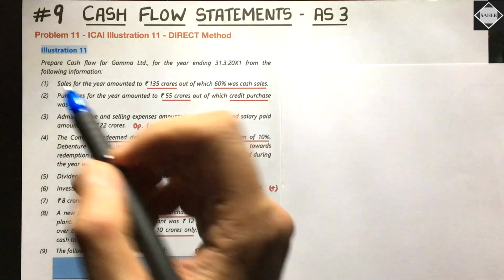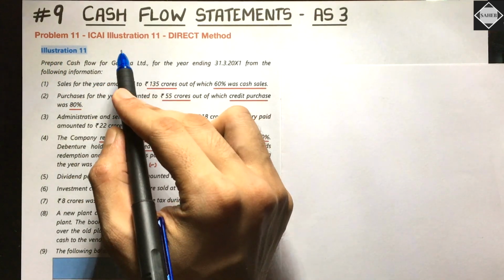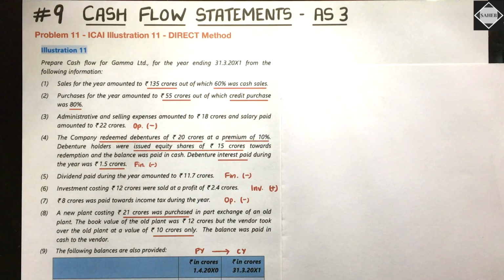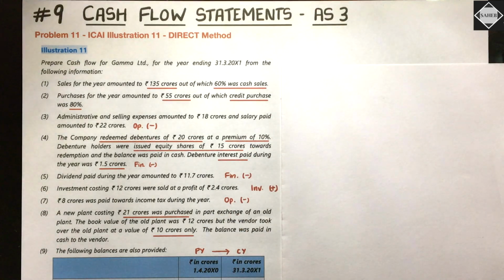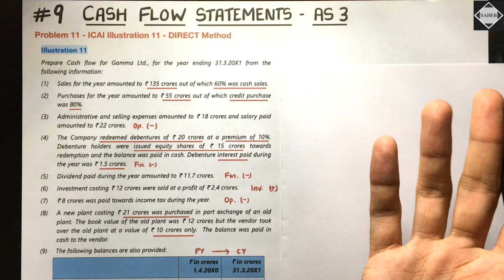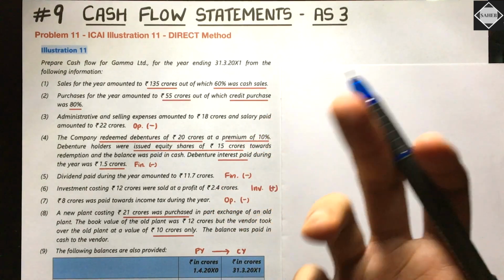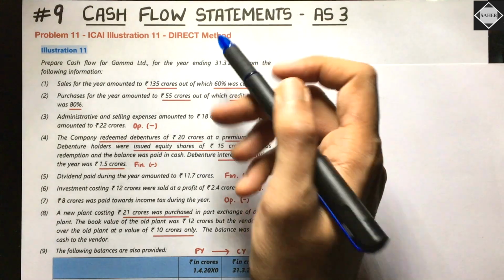Now here we have our problem 11, which is illustration 11 from the ICAI study material, and here this question is silent. It's not saying you have to solve as per indirect method or direct method, but I've told you, you have to read the question. You will get to know whether you have to solve by indirect or direct. If the profit data is given, then you will solve as per indirect method, but if it is not given, then you will solve as per direct method.